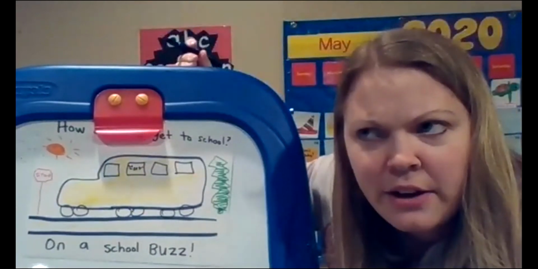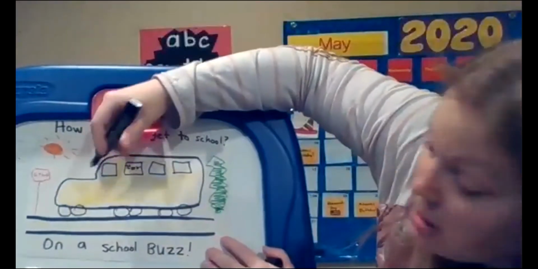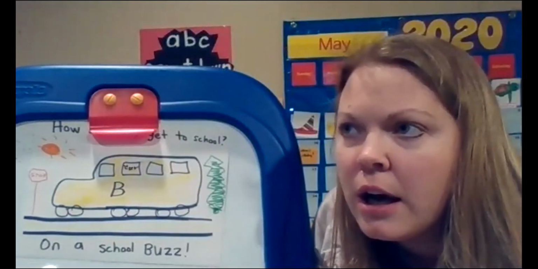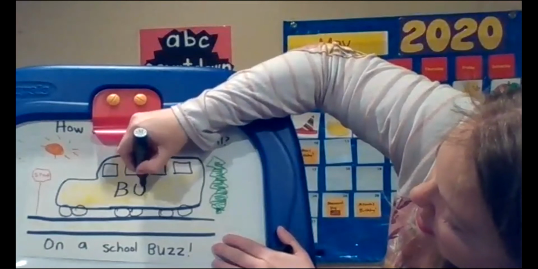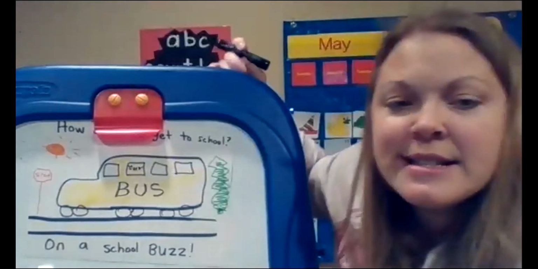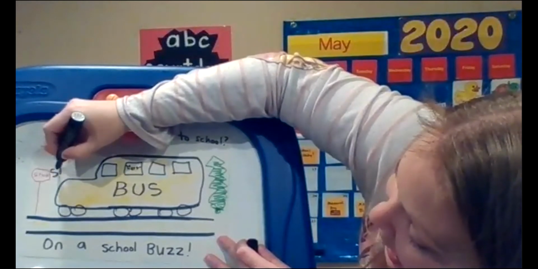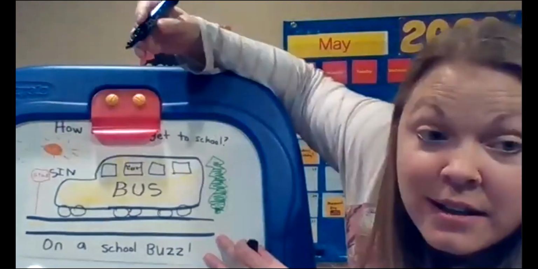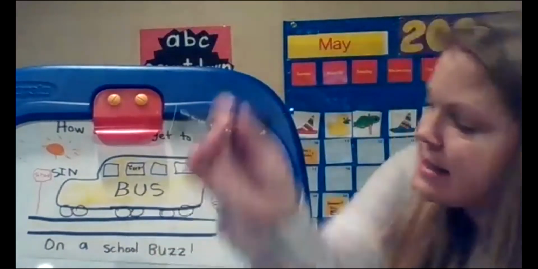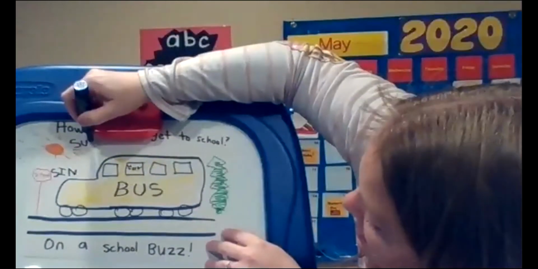Bus. Ooh, I think I could hear all the sounds in bus. Ready? Let's slide it. Bus. B. I'm going to actually label it right on the side of the bus. B is B. Bus. S. Sign. Sun. S. Sun. N.